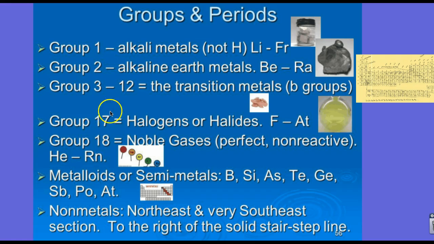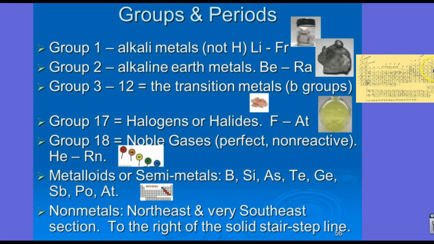So let's talk about the groups. If you look at group 1, not hydrogen, though hydrogen is the only nonmetal over on the metal side of the periodic table. Group 1, those are called the alkali metals. Group 2 right next to it, those are the alkaline earth metals. Groups 3 through 12, or the B grouped metals, are the transition metals.